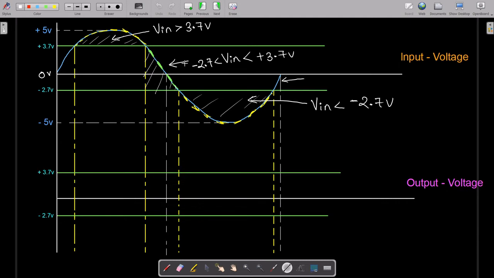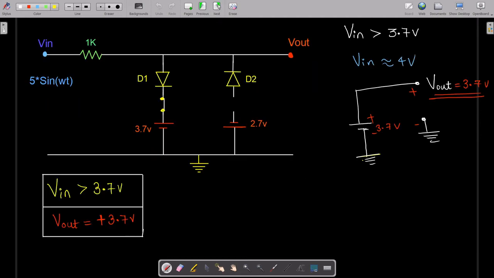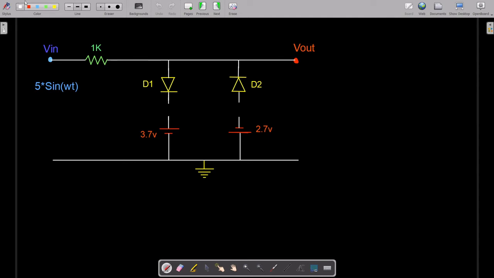Okay, now let's suppose we are providing the input voltage which is in between minus 2.7 volts to plus 3.7 volts. Okay, that means we are analyzing this particular waveform, this one. So this is what we are going to do. Let's suppose for this I will consider over here our V in is greater than minus 2.7 volts. That is, minus 2.7 volts is less than V in, and V in is less than plus 3.7 volts.